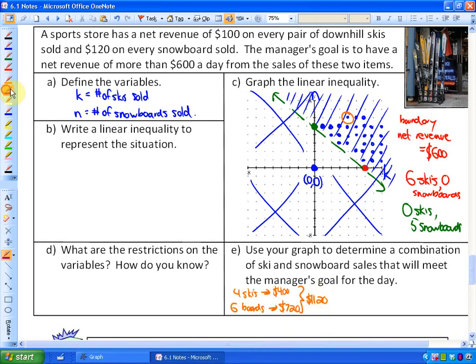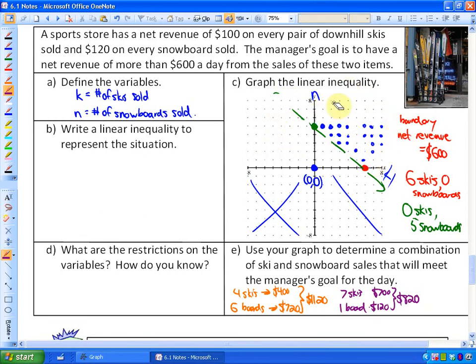There's all sorts of points. Would this point here meet the manager's goals? Yes. That point there would be 7 skis, 1 board. And you can see here that that would be $700, 1 board is $120, that would be a total of $820. So there's another combination. Any of these combinations, as long as they're in the positive plane and they're integers, would meet the manager's requirements. Now, I'm going to go backwards. So that's one method of doing it.